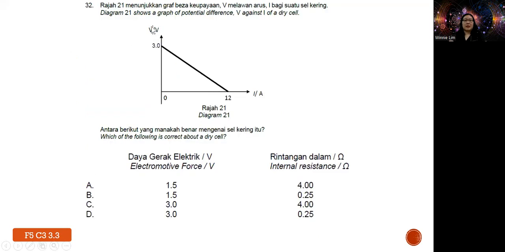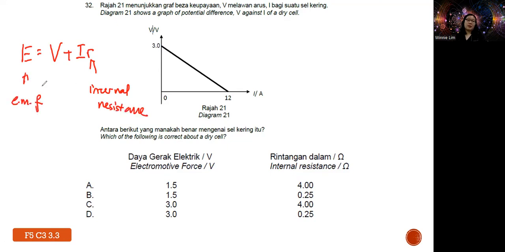Next one, this is under the concept of electromotive force and also internal resistance. Diagram 21 shows a graph of potential difference V against I of a dry cell. Which of the following is correct about a dry cell? This is the graph for you to find the internal resistance and also electromotive force. Generally under this topic the formula is EMF equals V plus I little r, where r is internal resistance, and E is the electromotive force.